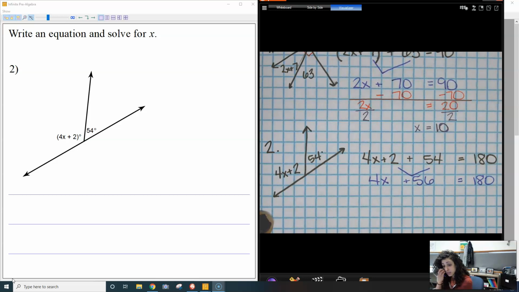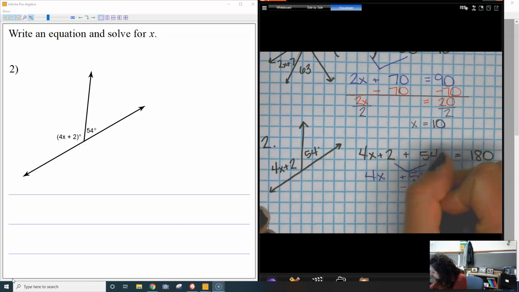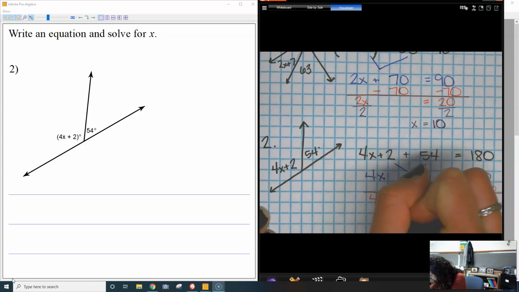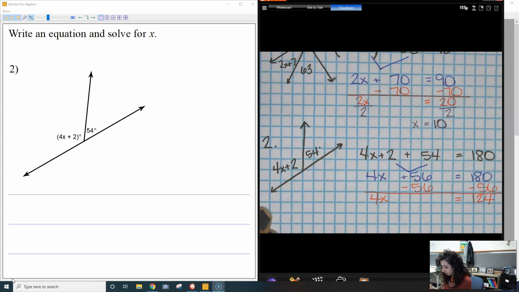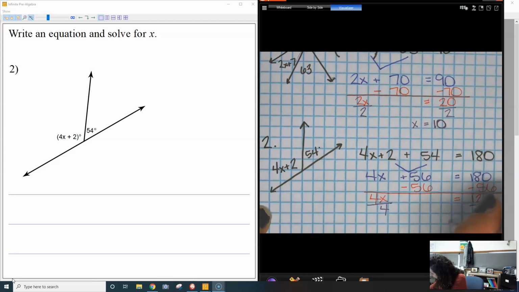Again, we're back to our just two-step equations. We want to get the 4x by itself, so we have to get rid of the plus 56. So I'm going to minus 56 from the left, minus it from the right. 4x equals 124. And then the last thing to do is to get that 4 away from the x. It's being multiplied. We do the opposite of multiplication. We divide by 4 and divide by 4. And I get x equals 31.